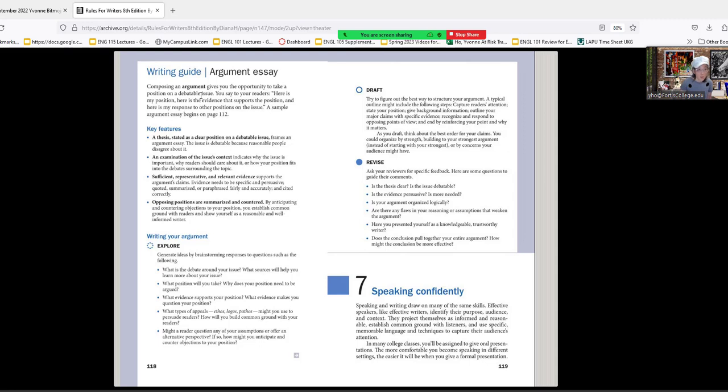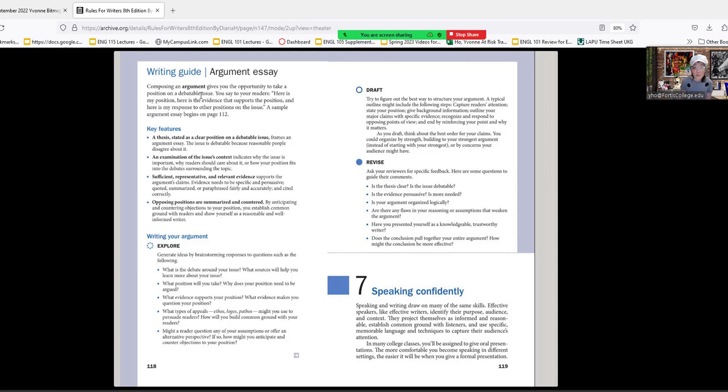Composing an argument gives you the opportunity to take a position on a debatable issue. You say to your readers, here is my position, here is the evidence that supports my position, and here is my response to other positions on the issue. Key features of an argumentative essay: a thesis stated as a clear position on a debatable issue frames an argument essay.